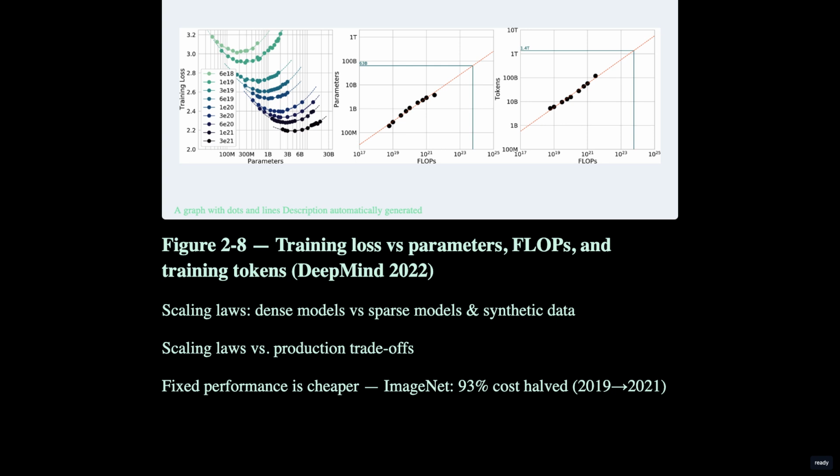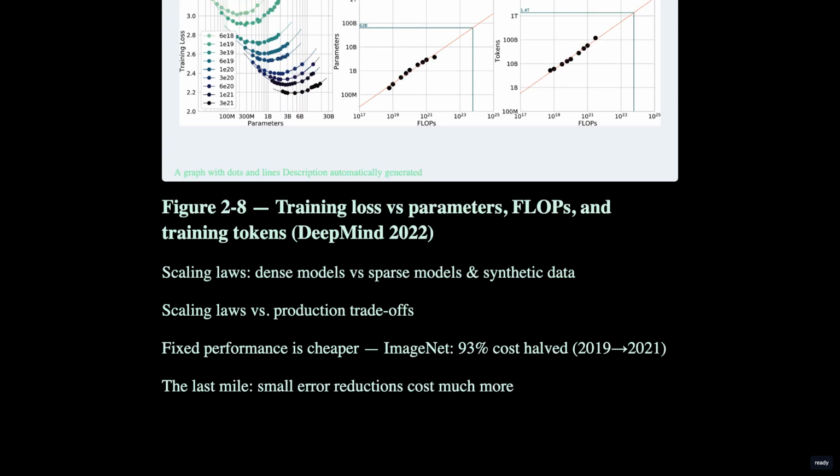Getting a model from, say, 90% to 95% accuracy is much more expensive than going from 85% to 90%. The final improvements are disproportionately costly. Meta's paper shows that shaving a single percentage point off error, for example, from 3% to 2%, can require an order of magnitude more data, compute, or energy.